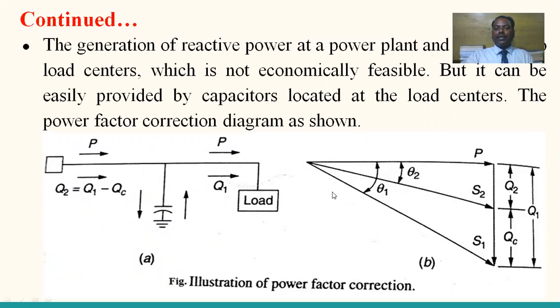And after placing a capacitor, the capacitor injects a reactive power of Qc. Therefore, the net reactive power Q2 is equal to Q1 minus Qc. Therefore, the angle between P and S2 is reduced from phi 1 to phi 2. So now the new power factor is equal to P by S2. Earlier the power factor was P by S1, with a large span between P and S1. Here the span is reduced, and this will increase the power factor. So this figure represents the illustration of power factor correction.